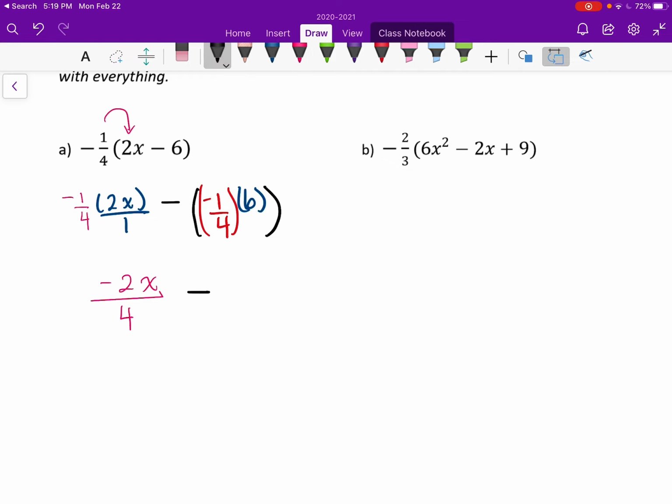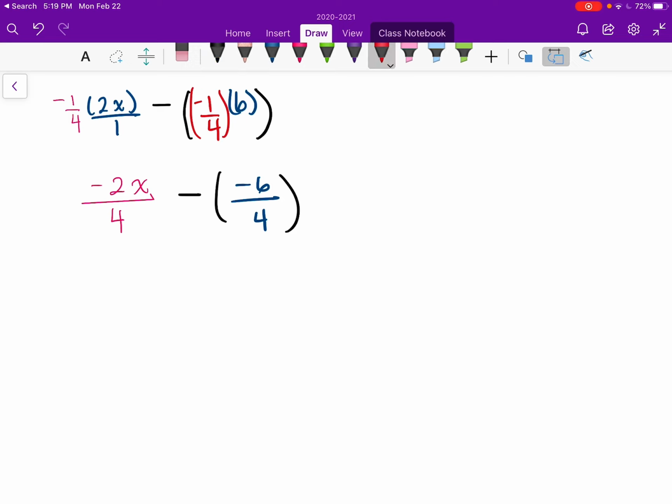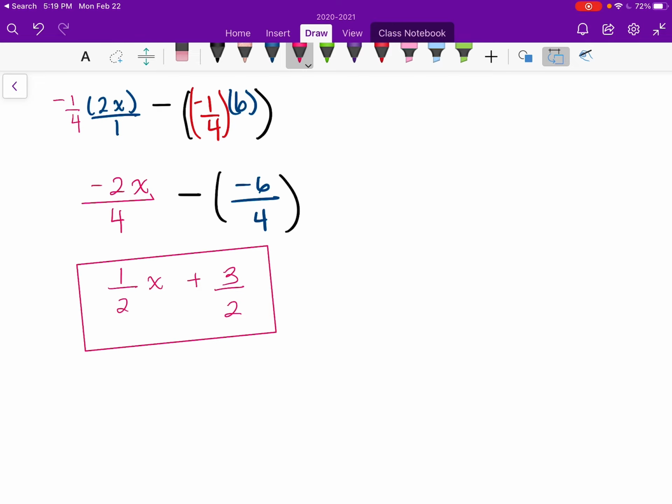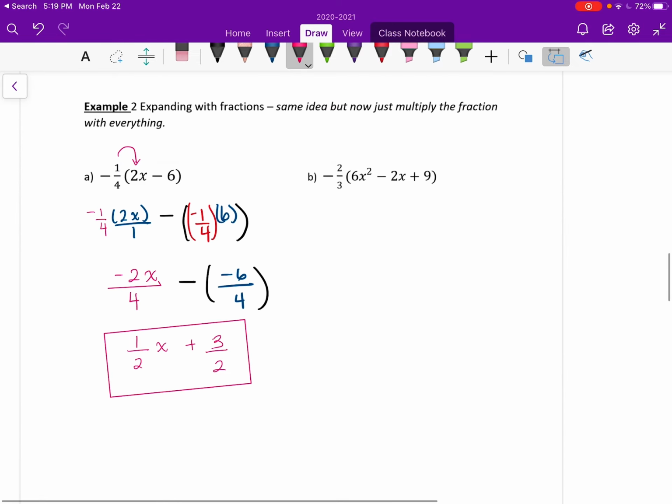Minus negative 1 times 6 is going to be negative 6 over 4 times 1, which is just 4, right? Now you can reduce, right? So you're left with negative 2 over 4, which is just going to be 1 over 2x. Minus, plus, minus is going to give me a positive. 6 over 4 is going to turn to 3 over 2 because you're just reducing. Okay, and that is your answer.